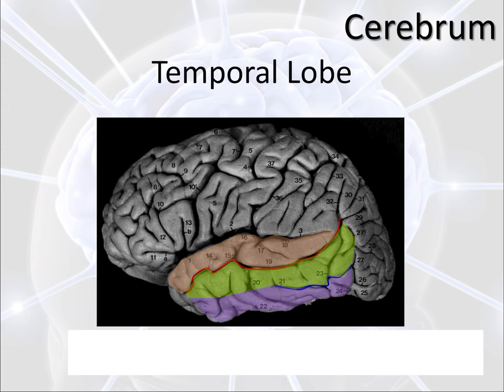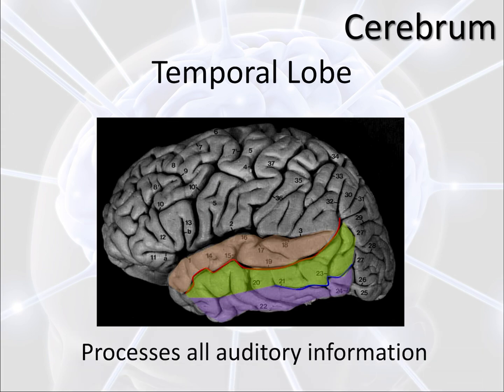Okay. Next one, temporal lobe. It's over by our temples. If you think of your temples, which are kind of just anterior to your ears and just a little bit superior, that's our temporal lobe. Okay, but it's bigger than that. It spans this whole region. Okay, and this is important for all auditory information. So think about temporal lobe, think about hearing.